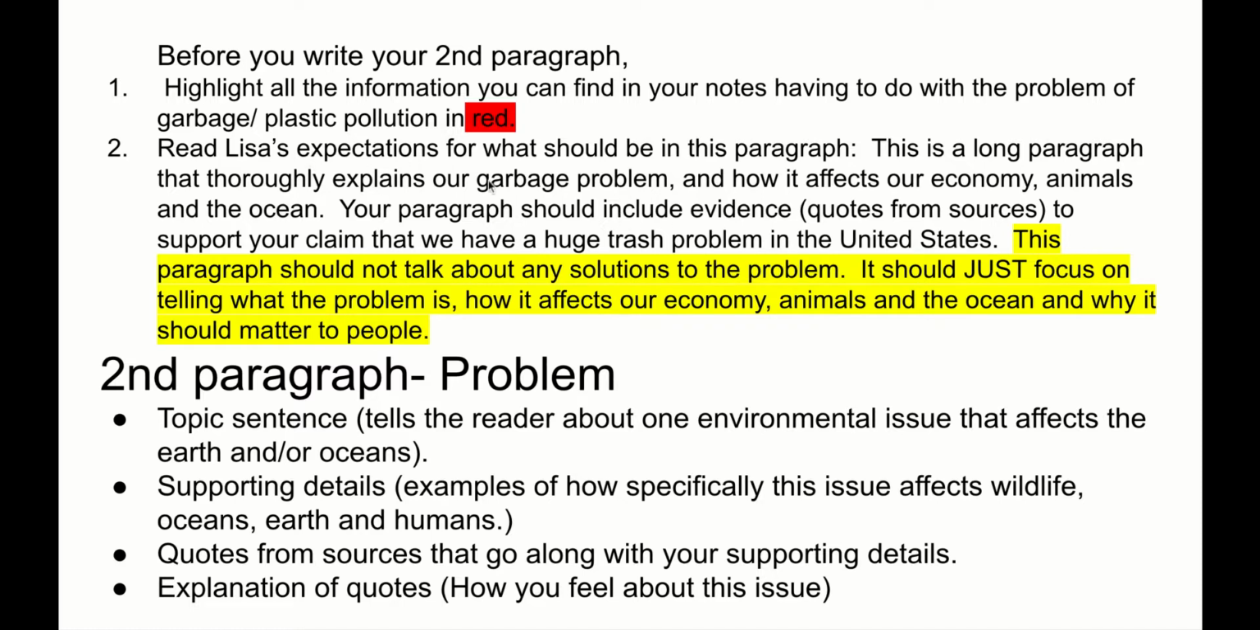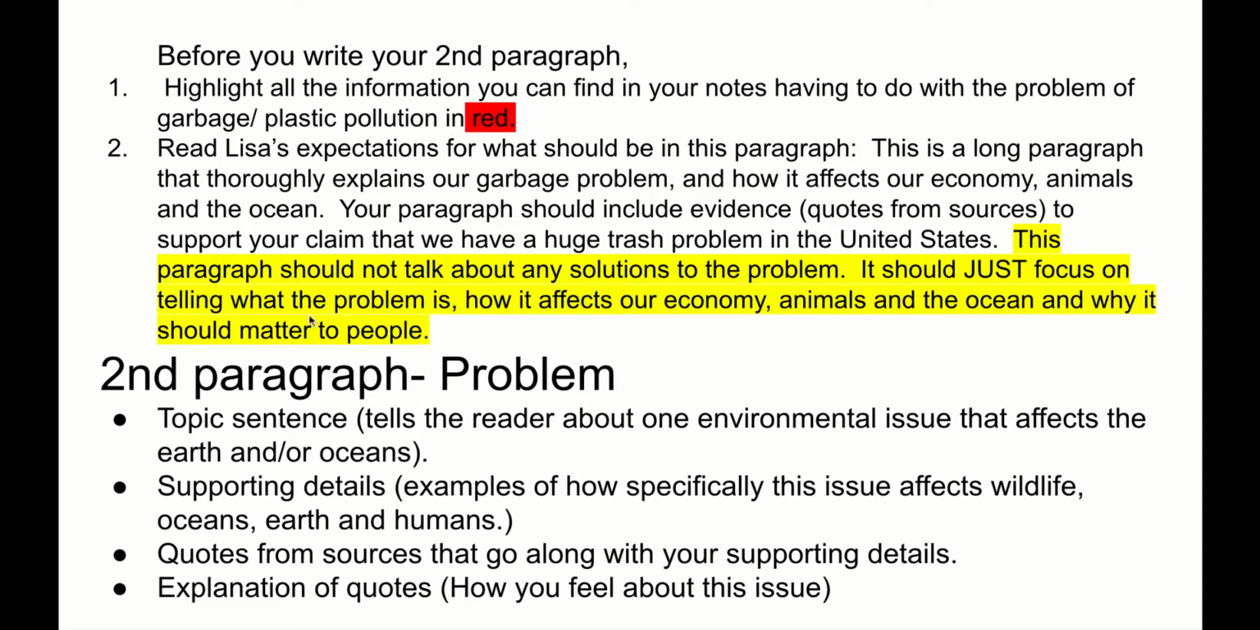So, we're going to explain our garbage problem, how it affects our economy, animals, and the ocean. And this paragraph should include evidence, which is quotes from sources, to support your claim that we have a huge trash problem in the United States. This paragraph should not talk about any solutions to the problem. It should just focus on telling what the problem is and how it affects our economy, animals, and the ocean, and why it should matter to people. Those are the things that can be in this paragraph, but you don't want to be saying, oh, and you should bring your bag when you're shopping, and you should do this, and you should do that. Those are for the later paragraphs.